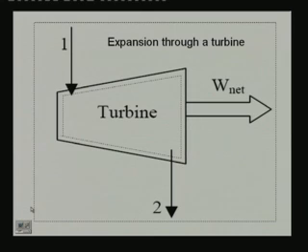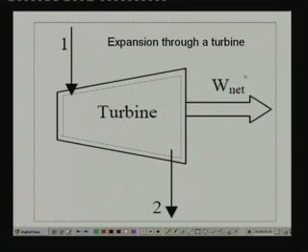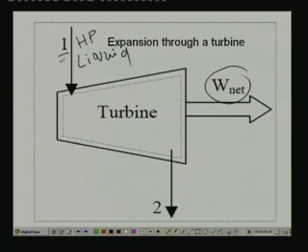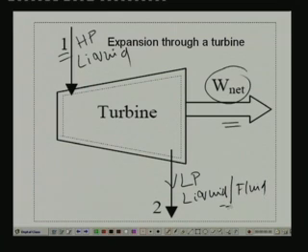So what does a turbine do? A turbine delivers a net work output. So if you are talking about a high pressure liquid, the high pressure liquid at state 1 enters the turbine and it delivers net work output W net, and it exits the turbine at a low pressure. So low pressure liquid or low pressure fluid. We really do not know whether it is a liquid or vapor at this point.